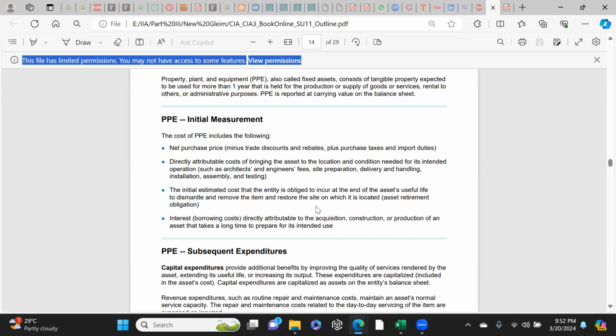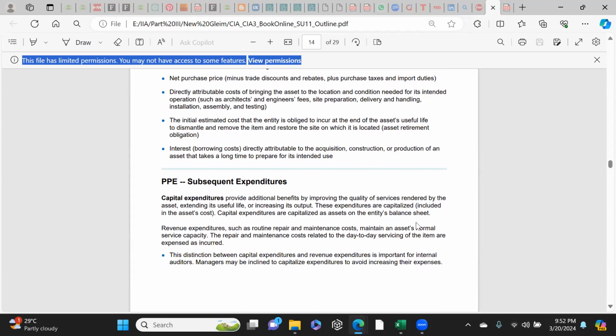And on top of that, borrowing costs attributable to the acquisition, construction or production of an asset that takes a long time to prepare for the intended use. If you incur any borrowing costs, that also will be included there. That is basically the initial measurement. What will be the value of the property, plant and equipment? Is that clear? Yes. Yeah.